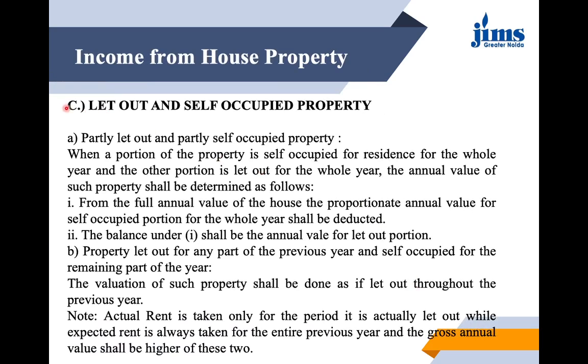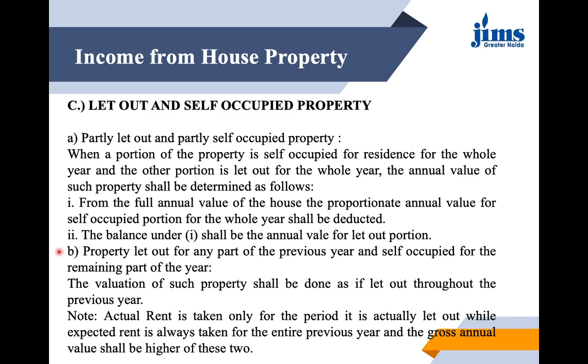In continuation of the previous provisions, let us continue with the third point, where there is a partly let out and partly self-occupied property case. Suppose some portion of the property is being self-occupied for residence for the whole year and the other portion is being let out for the whole year. Then in that case, the NAV will be calculated in this manner. First of all, from the full annual value of the house, the proportionate annual value for the self-occupied portion for the whole year shall be deducted. Suppose half of the house is self-occupied, then the rest would be treated accordingly, and the balance would be treated as the annual value for the let out portion.